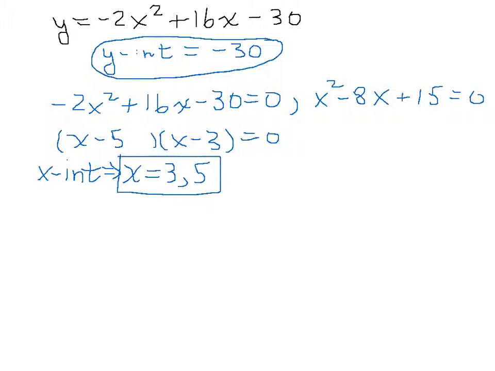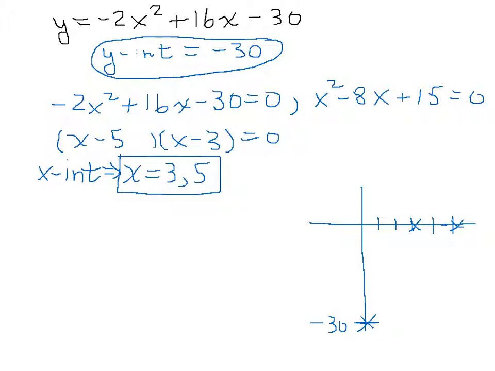So we know a lot about this graph already. Let's try to take care of that. So 1, 2, 3, 4, 5. So there's a root at 3, there's a root at 5, and the y-intercept is minus 30. So a sketch is enough.